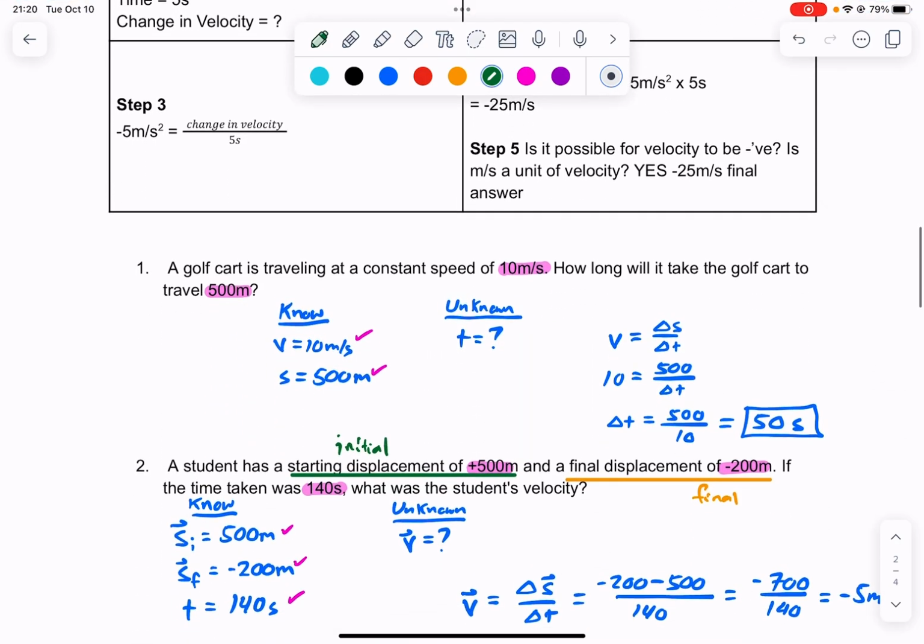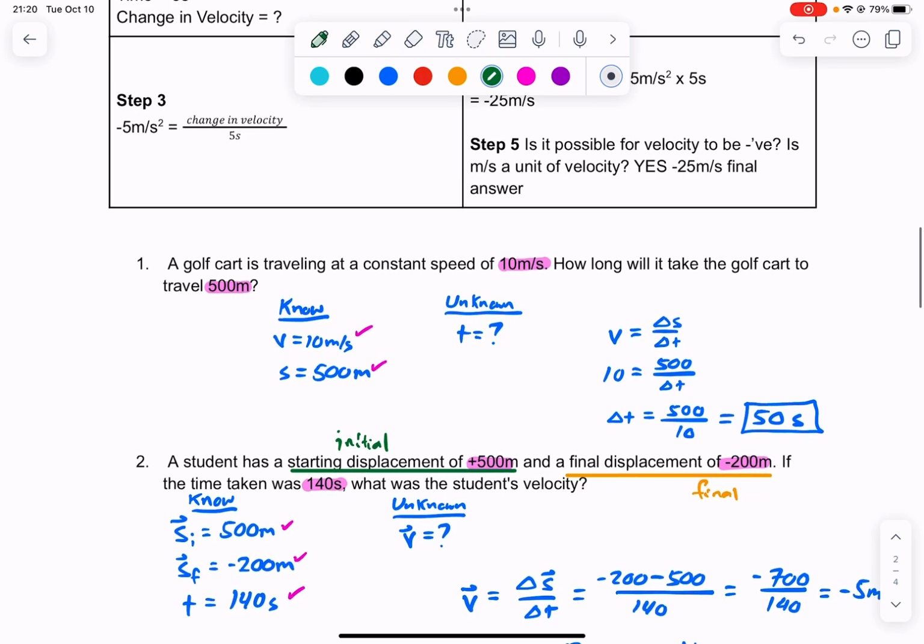Scrolling down here, we get into this next question. I've highlighted the numbers and I read through it. I see that I know the speed is 10 meters per second. The distance is 500 meters. They're both in the correct SI unit, so when I solve for this, I'll get an answer in the correct SI unit also. So I just plug in the values to the correct formula, then solve, and I get 50 seconds.